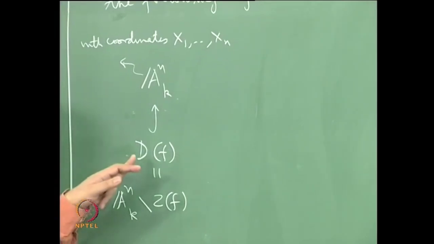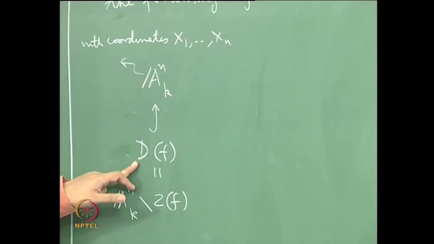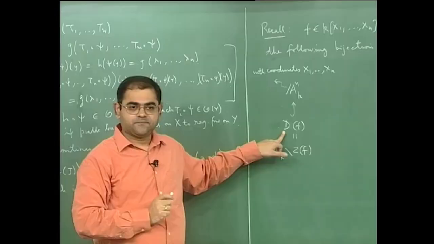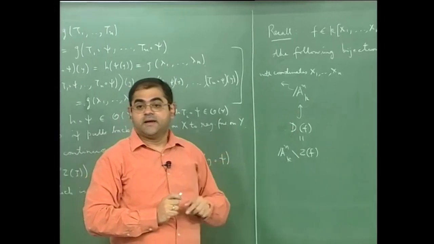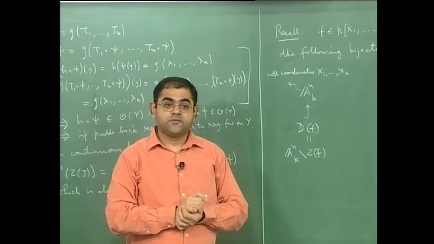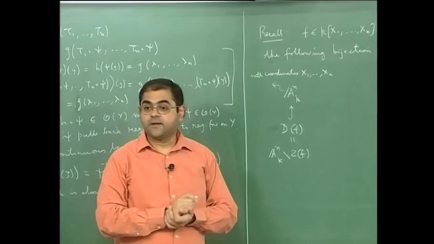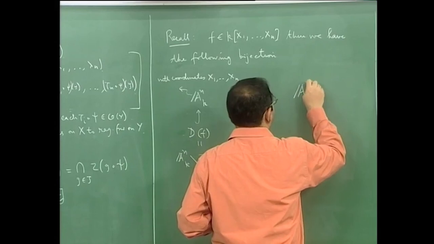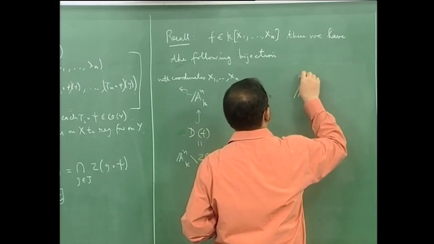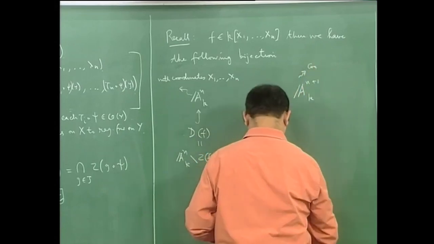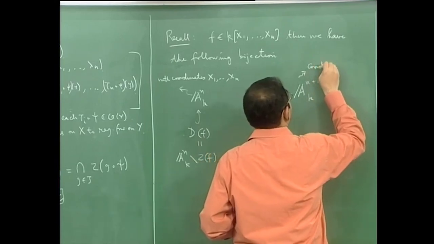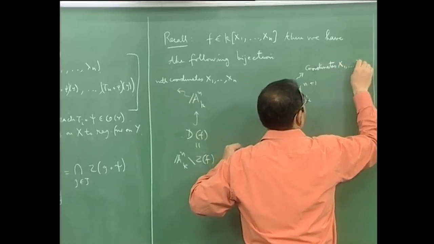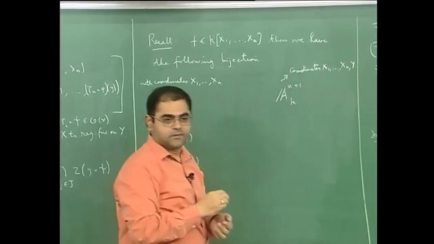And I told you that the other beautiful thing about subsets of this type is that they are actually themselves isomorphic to affine varieties. I told you that they are isomorphic to an irreducible closed subvariety of affine space of one dimension more. So how does that come about? That comes about by taking A^(n+1) of k with coordinates the same x1 through xn, but I add an extra coordinate y.